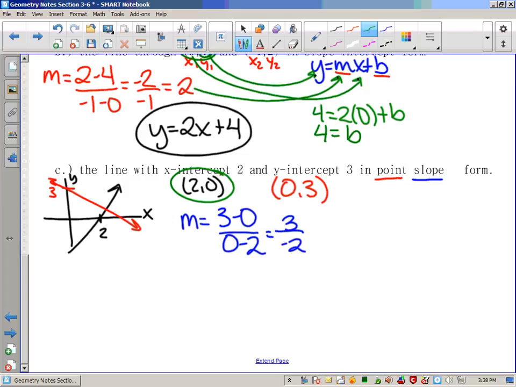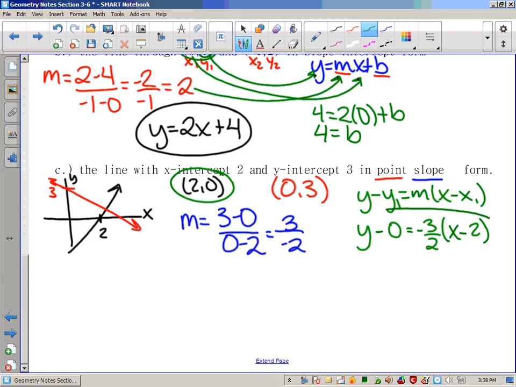So point slope form again looks like this. So y is just y. 0 would go in for y1. My slope is negative 3 over 2. And my x1 would be 2. So that's my answer. Pretty simple.